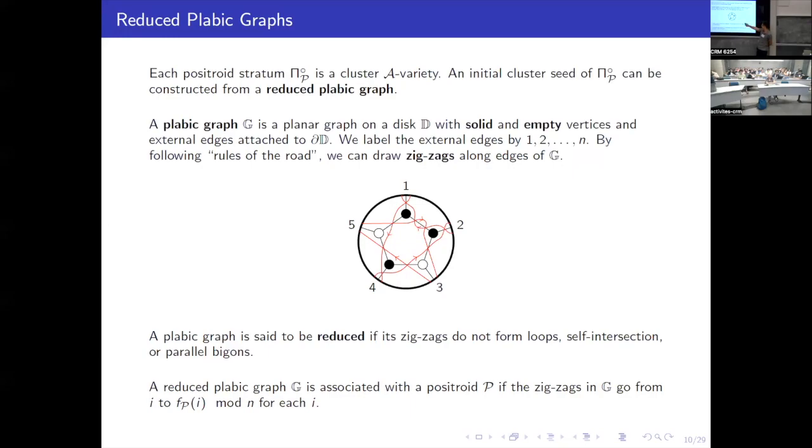Okay. So a reduced plabic graph is said to be associated with the positroid P if the zigzags in the graph go from i to f(i), where f is the bounded affine permutation mod n, for each i. So for here, you can read off the bounded affine permutation. 5 goes to 3, 3 goes to 5, and so on. Any question about this? Yes.